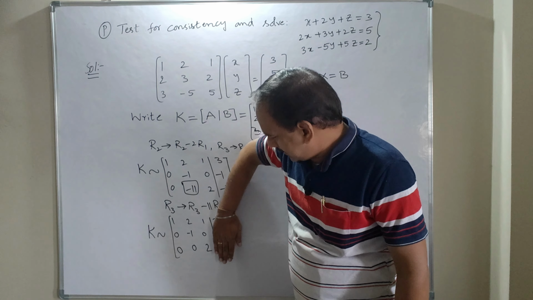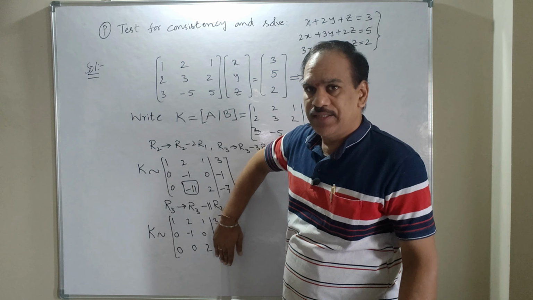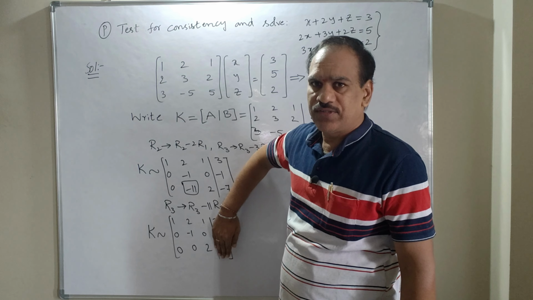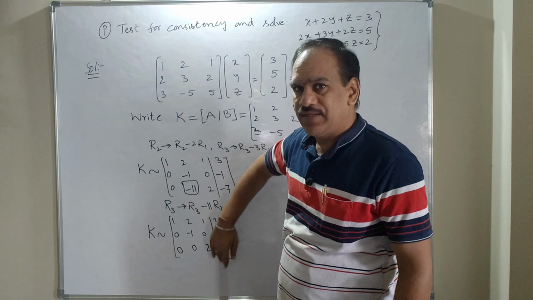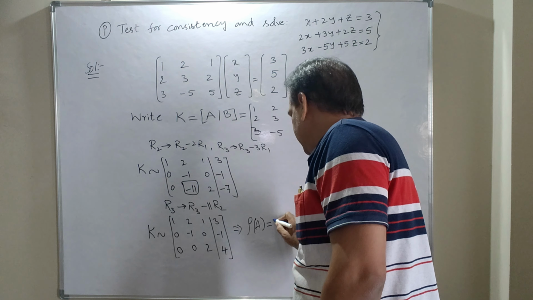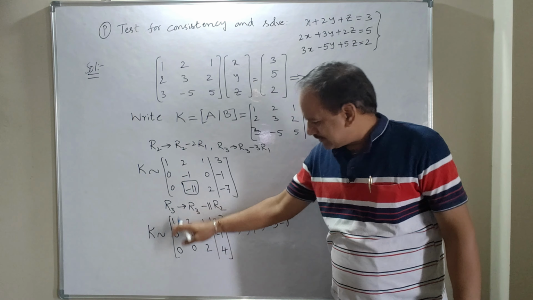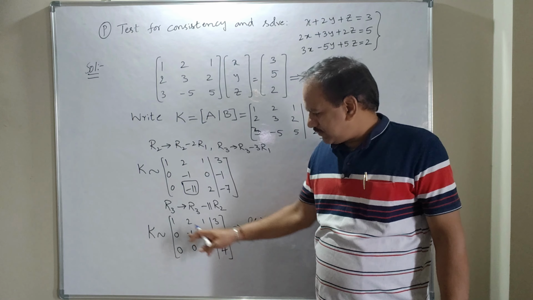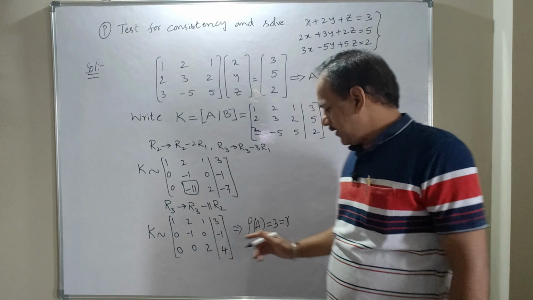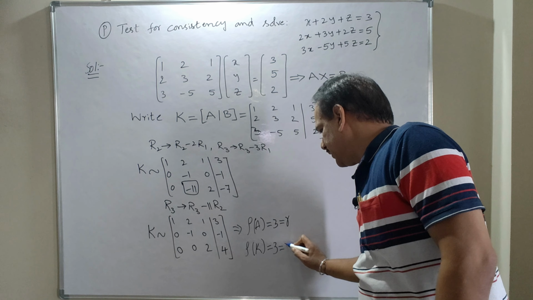If you hide this, the remaining part is matrix A, and what is the rank of this matrix A? It is 3, because there are 3 non-zero rows in A. Therefore, the rank of A is 3, which we name R. And if you see the matrix K, also rank 3, because you have 3 non-zero rows. So, rank of K, the augmented matrix, is also 3.